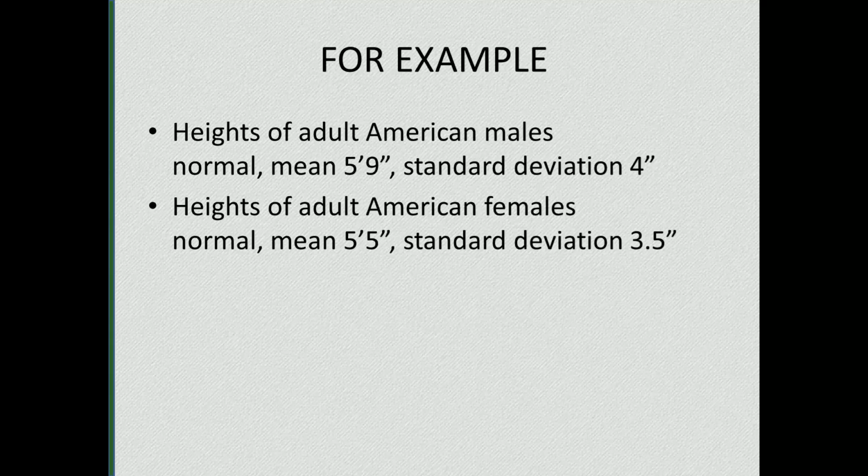For example, heights of adult American males are normally distributed with mean of 5'9", standard deviation of 4 inches. Women are somewhat shorter on average, with a mean height of 5'5". Also, their heights are somewhat less varied, standard deviation of only 3.5 inches. I got this information from the internet. I'm going to assume it's true because, of course, everything on the internet is true, right? Let's at least go with these numbers. They seem plausible, at least.